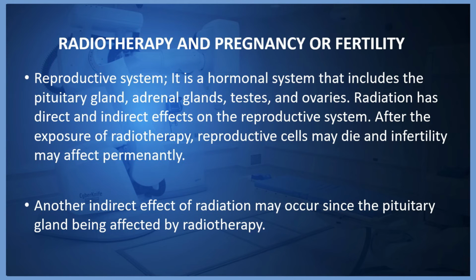Radiotherapy and pregnancy or fertility. Reproductive system. It is a hormonal system that includes the pituitary gland, adrenal glands, testes, and ovaries. Radiation has direct and indirect effects on the reproductive system. After the exposure of radiotherapy, reproductive cells may die and fertility may be troubled permanently. Another indirect effect of radiation may occur since the pituitary gland is affected by radiotherapy.